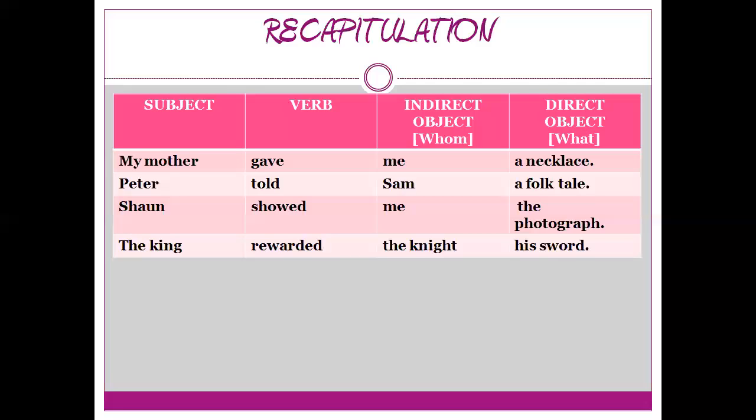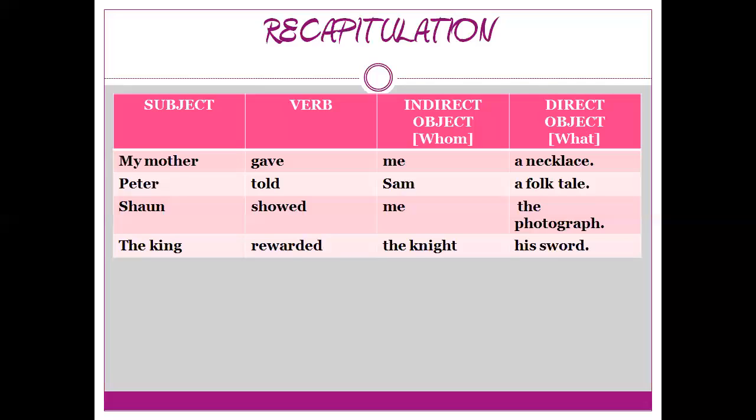In the same way, Sean showed me the photograph. Sean is your subject because we are talking about Sean. The verb is showed. And let's find the indirect object. To whom did Sean show the photograph? The answer is me. In the same way, what did Sean show me? The answer is the photograph. So obviously, the photograph is going to be the direct object here.